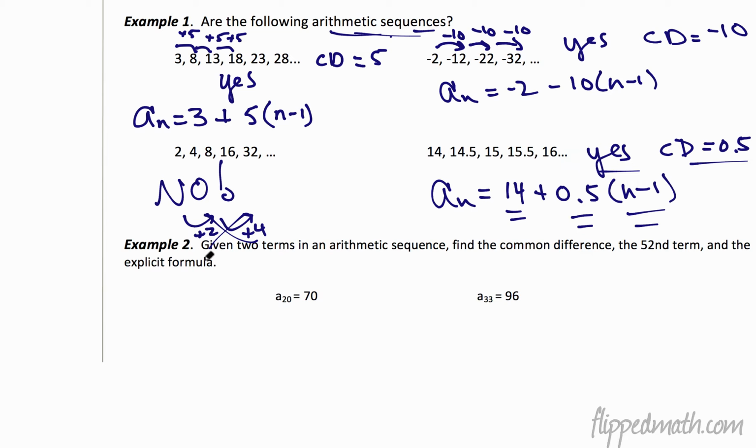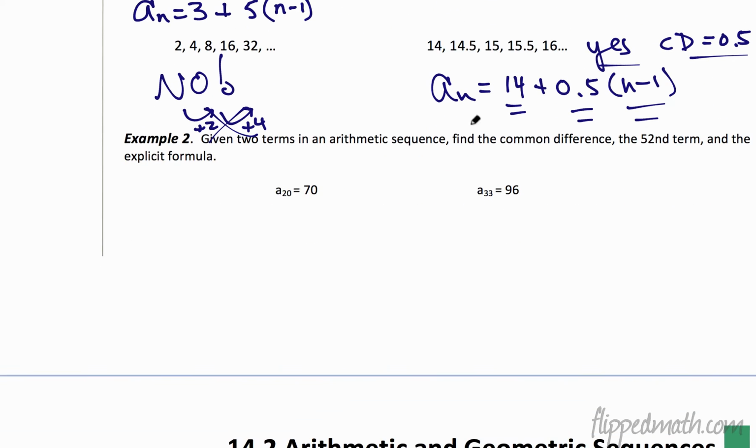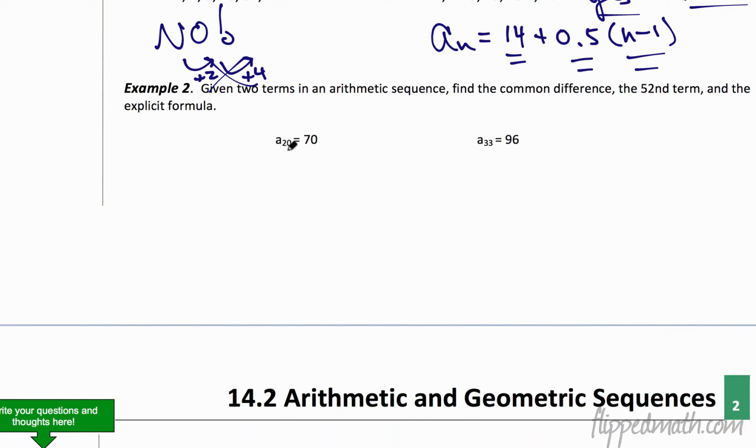That's easy enough. So let's go to example 2. Example 2 says a sub 20 is 70 and a sub 33 is 96, and they want you to find a whole bunch of stuff including the common difference, the 52nd term, and the explicit formula. So let's use some logic here. If you go from 20 to 33, how many terms is that? That is 13 terms. All right, we're going to write that down.